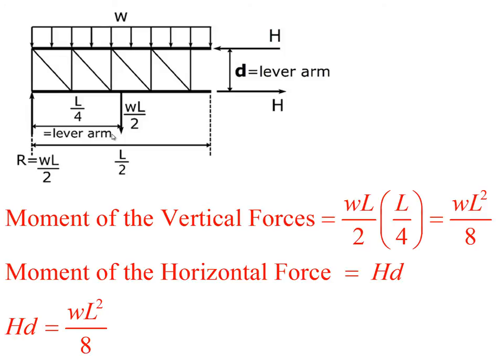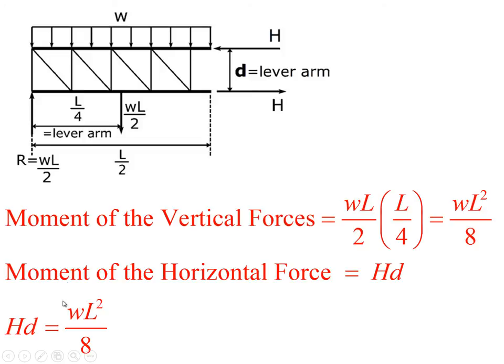And the mathematics of all of that, by the way, doesn't have anything to do with whether this is a truss or a beam or an arch or a suspension element. As long as we're supporting that uniform load W over the full length of the spanning structure, we will still have this reactive vertical force, this downward force, offset by this lever arm L over 4.